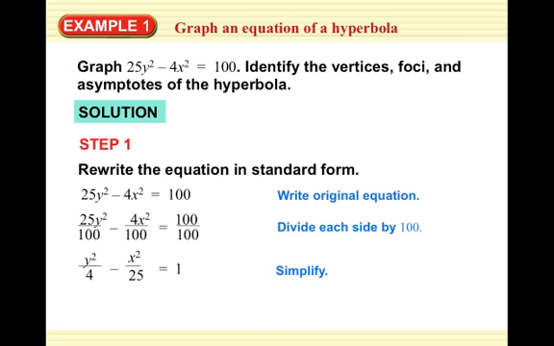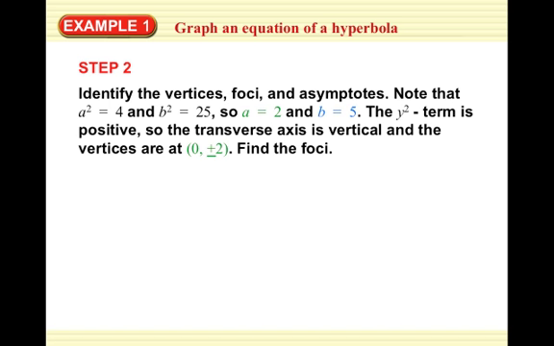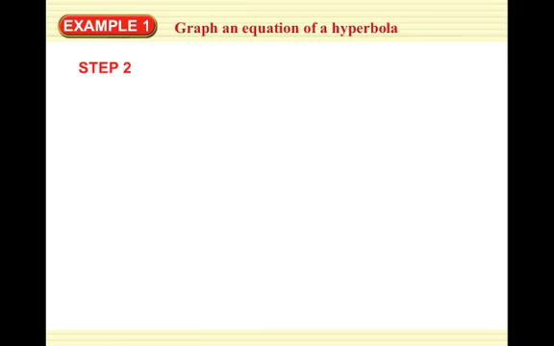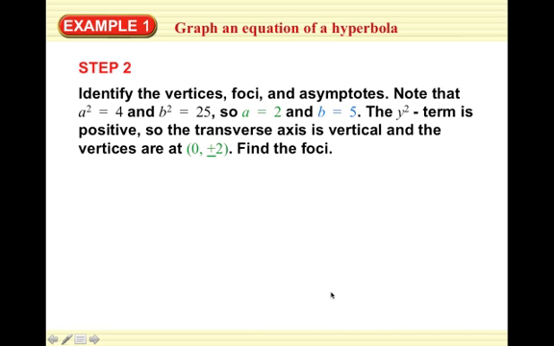So we've got y squared over 4 minus x squared over 25 equals 1. We're going to identify the vertices, foci, and asymptotes. Note that a squared equals 4 and b squared equals 25 because the y squared term comes first here. That means that this is a vertical hyperbola. You're going to have an upward opening piece and a downward opening piece. The transverse axis runs vertically.